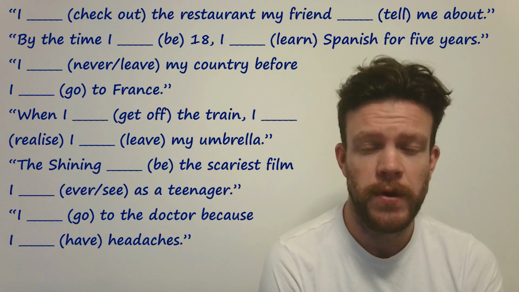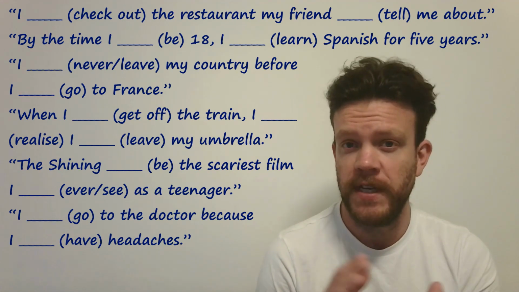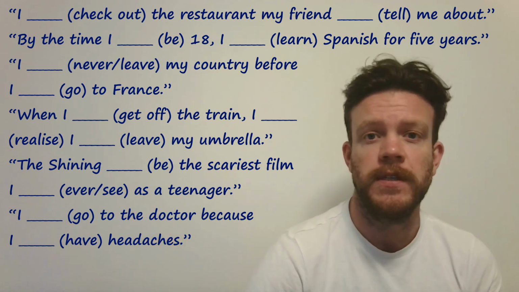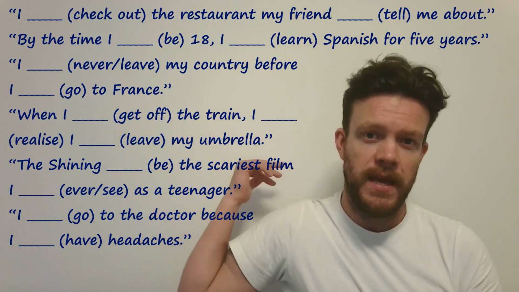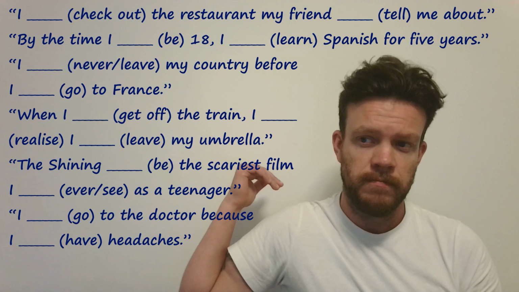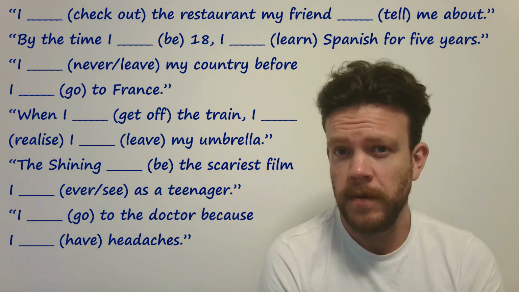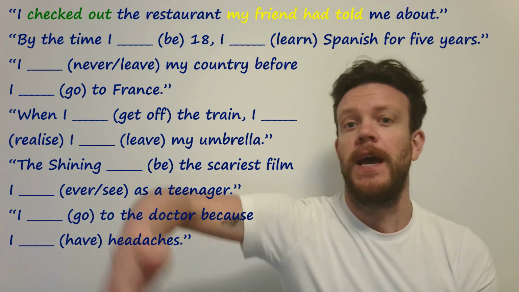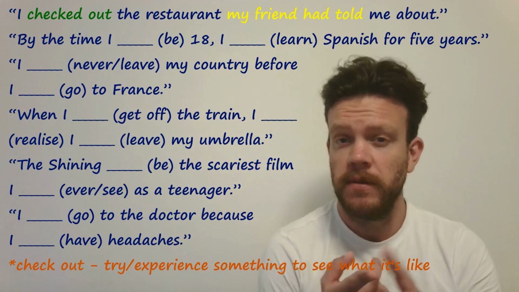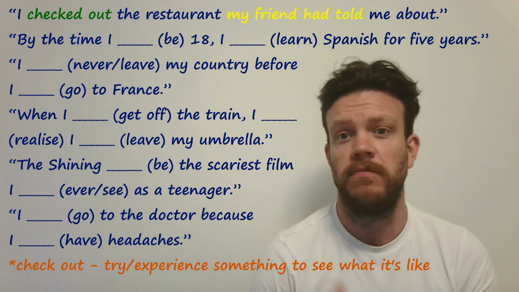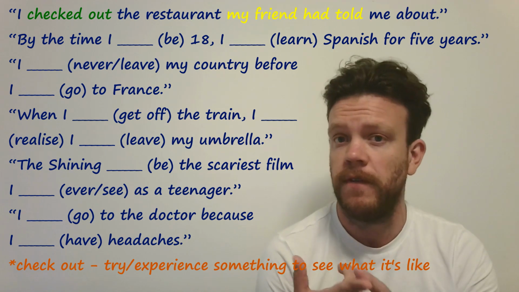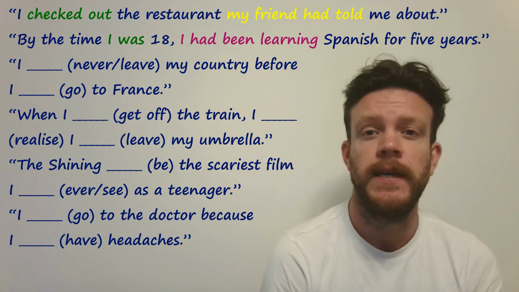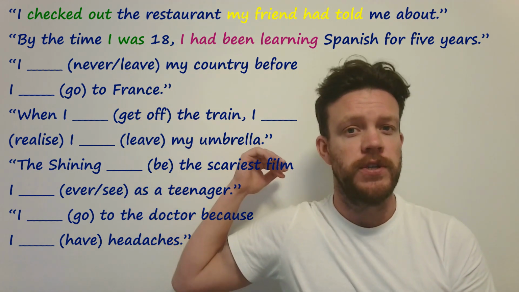Just pause the video and put either past simple for the more recent, closer to now time period, or past perfect continuous for the time period further back in the past. And well done if you said, I checked out the restaurant my friend had told me about. Check out's a really useful phrasal verb, which means to try and experience something. Restaurants, films, music. By the time I was 18, I had been learning Spanish for 5 years.